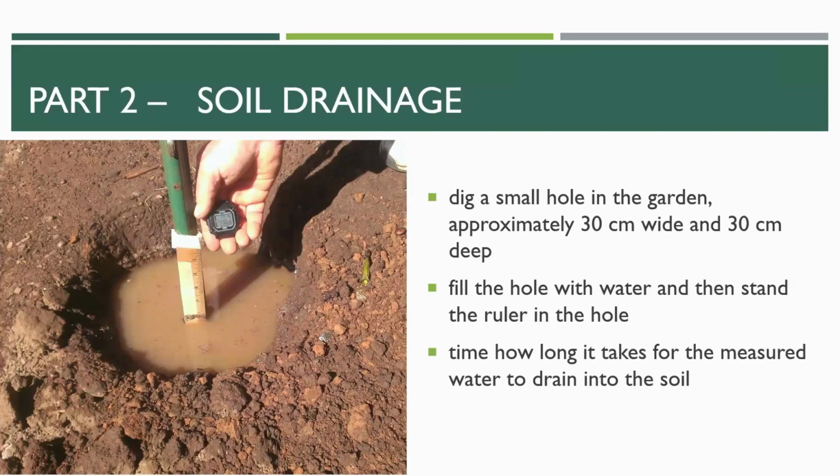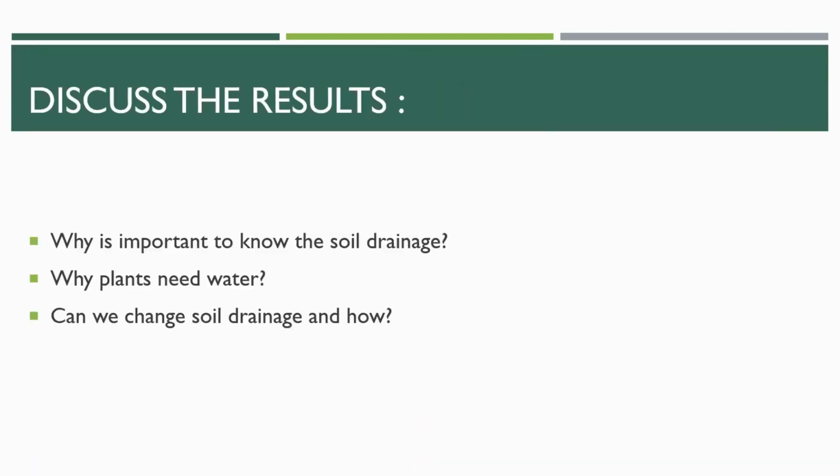The second part is soil drainage. Students should dig a small hole in the garden, approximately 30 centimeters wide and 30 centimeters deep. Fill the hole with water and then stand the ruler in the hole. Time how long it takes for the measured water to drain into the soil. Discuss the results. Why is it important to know the soil drainage? Why do plants need water? And can we change soil drainage, and how?